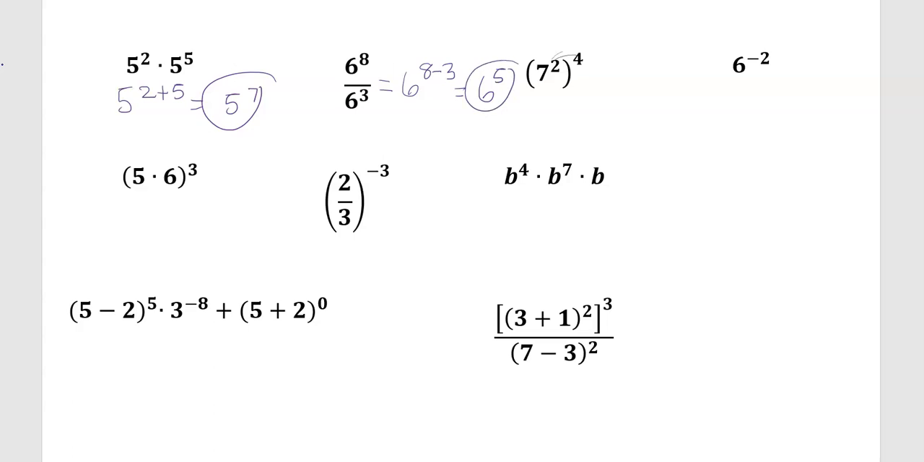Here's my power to another power, so I'm going to multiply. 2 times 4, which is 8, 7 to the 8th power. Here is a negative exponent. That means it goes into a fraction form. So I'm going to turn it into a fraction with my denominator exponent becoming positive. Over here, I have power of a product. So I'm going to give that 3 to both the 6 and the 5. So you would have 5 to the 3rd times 6 to the 3rd. And then you could multiply that out like we said.